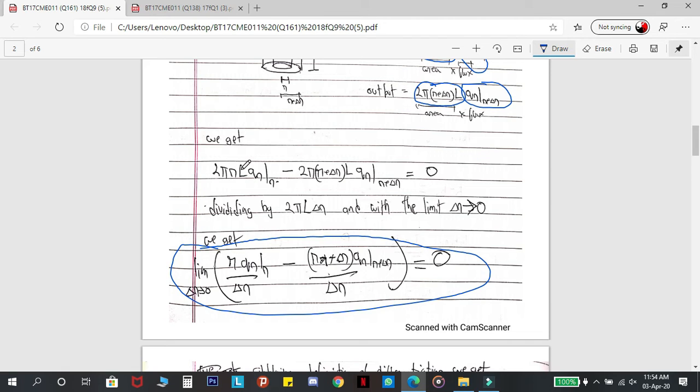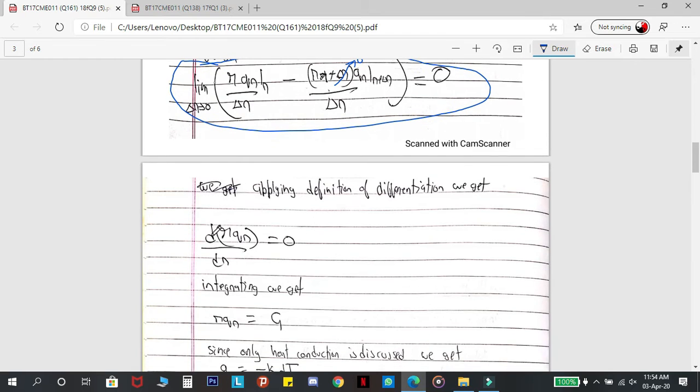Because 2 pi L will get cancelled out, R QR will be left, and delta R is left under. Here also, similarly, 2 pi L will get cancelled out, and delta R will be left, and R plus delta R will be left. Now when I limit delta R to 0, this will tend towards 0, and this will become (R QR at R minus R QR at R plus delta R) whole divided by delta R. This is the definition of the first differential. So this will simplify to d of (R QR) by dR equal to 0.